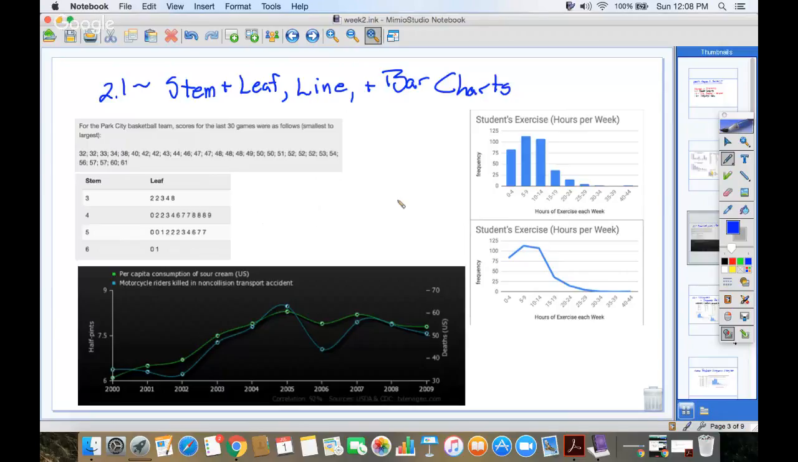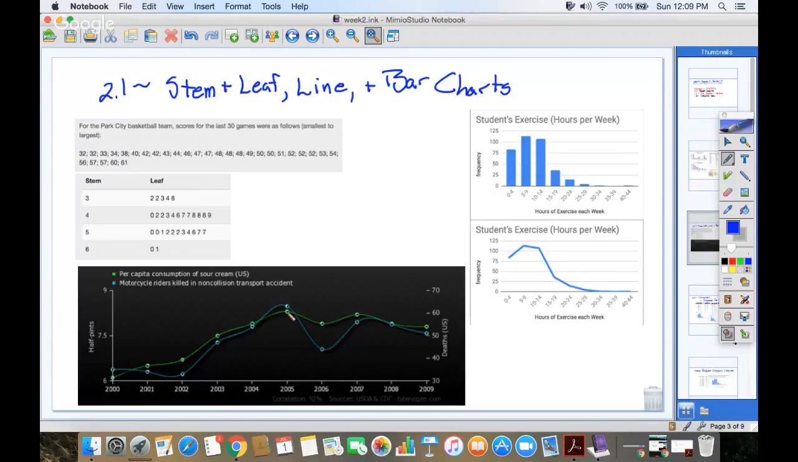Other types of graphs, line charts. Often line charts are used for time series data. So that's when we have consecutive years, consecutive months, consecutive days, weeks, and so on. And we take a look at what a particular value was there. So the green graph here is per capita consumption of sour cream, and that's measured in half pints. And so we can see in 2000, the average person consumed 6 half pints of sour cream in a given year. And then it went up to a high of 2005. The average American was consuming about 8 half pints of sour cream per year.